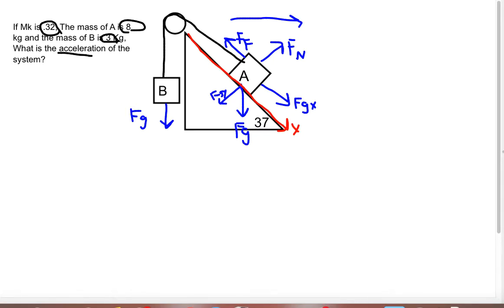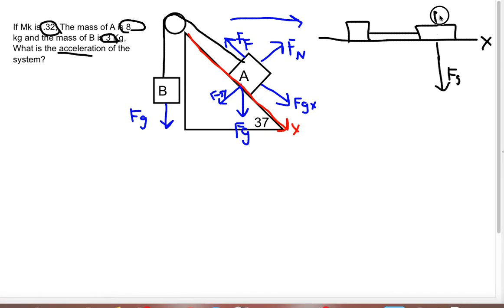Now, one of the things that I suggest you do to help visualize this is to draw it out, and this time we're going to draw it out on a nice level surface where this line is our x-axis and our y-axis would be straight up and down. So we have F of G still on this guy. That's counteracted by our force of normal. This is F of G of Y.